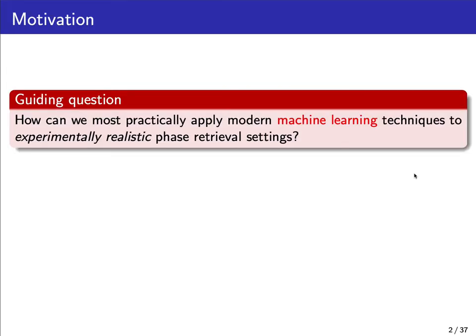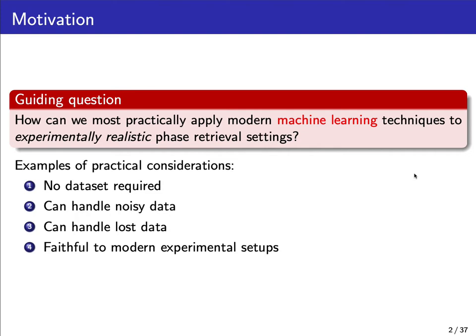So our guiding question in this endeavor was, how can we most practically apply modern machine learning for inverse problem techniques to experimentally realistic and valuable phase retrieval settings? And just to give you an idea of what we consider experimentally realistic, the first constraint is no data set. We don't expect a practitioner who's imaging a sample de novo to have access to enough related data to apply a supervised technique. We also need to be able to handle noisy data and lost data. And we want to be faithful to modern practical experimental setups.